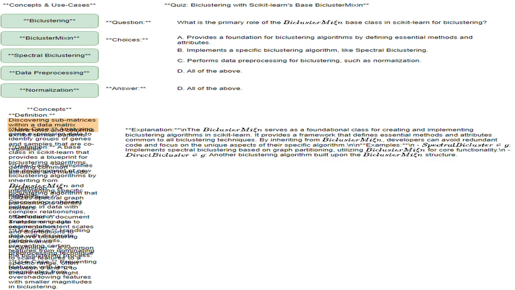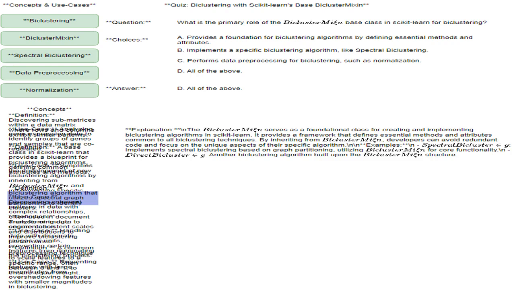Discovering submatrices within a data matrix where rows and columns exhibit similar patterns. Analyzing gene expression data to identify groups of genes and samples that are co-regulated. A base class in scikit-learn that provides a blueprint for biclustering algorithms, defining common attributes and methods. Simplifies the development of new biclustering algorithms by inheriting from bicluster mixin and implementing specific methods.